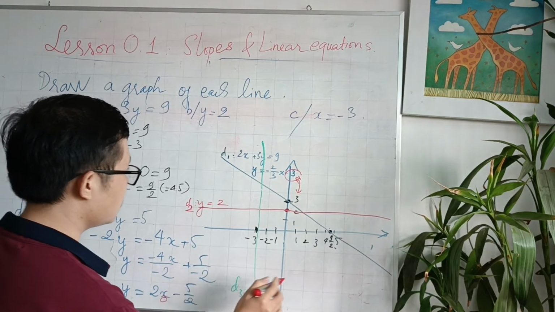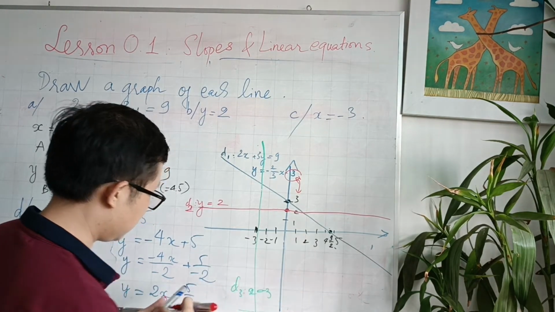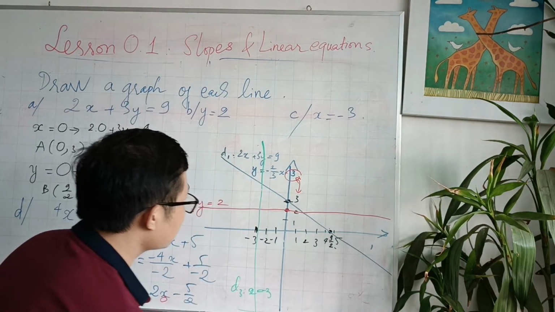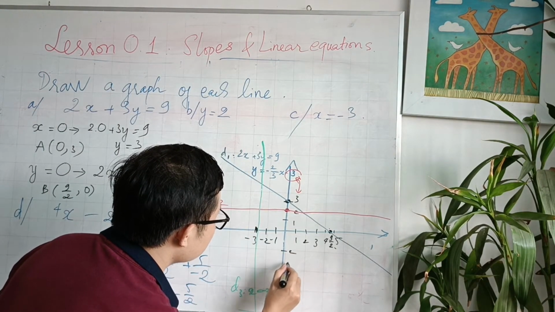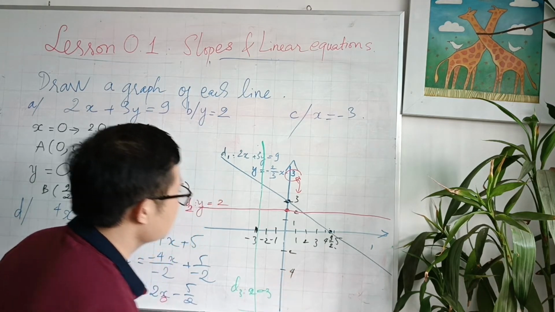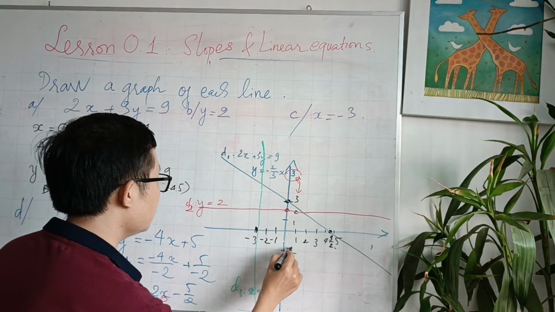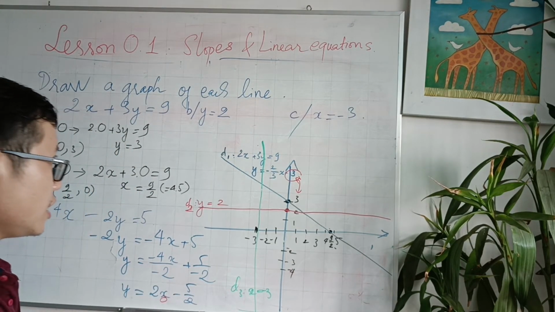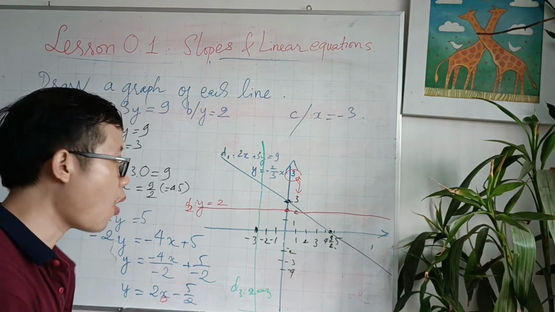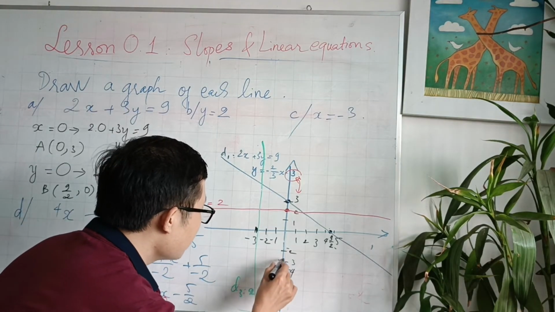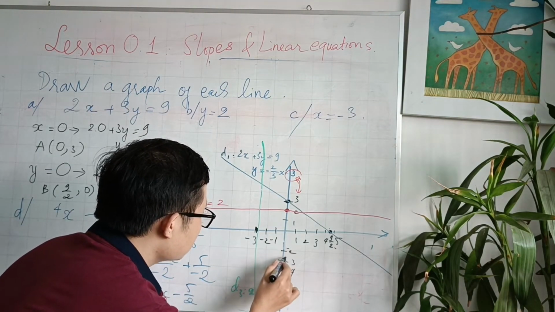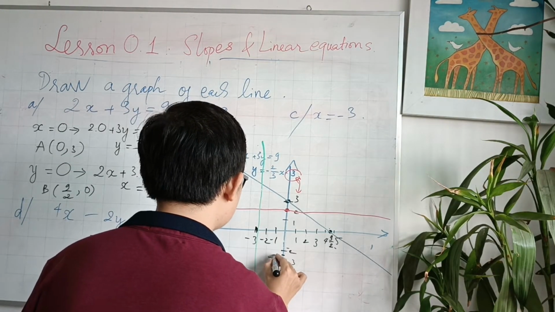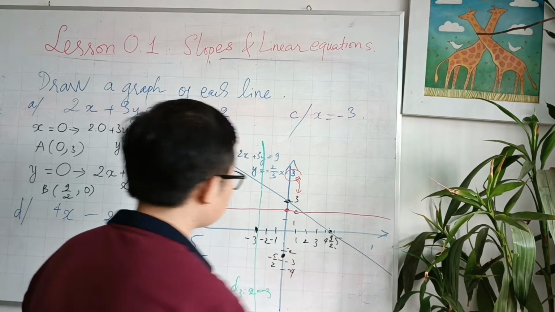Negative 5 over 2 is negative 2.5. Between negative 2 and negative 3, here, negative 4, negative 3. So it is at the midpoint of negative 2 and negative 3. Yeah, here is negative 5 over 2.